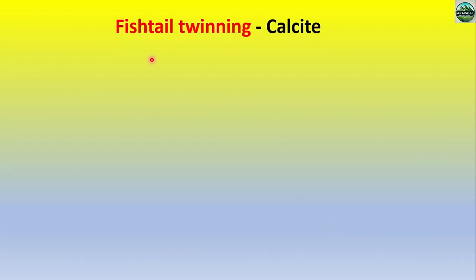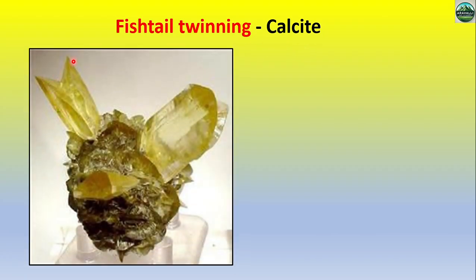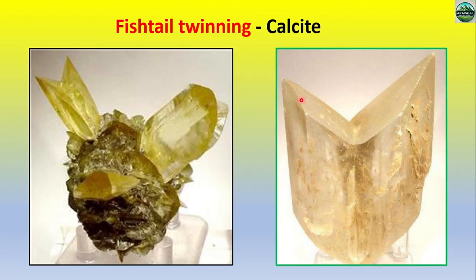Next, the twinning. Fishtail twinning is actually present in the mineral calcite. See, this is the fishtail twinning in a V shape. This fishtail twinning is present in calcite as well as sometimes in gypsum, especially in selenite.